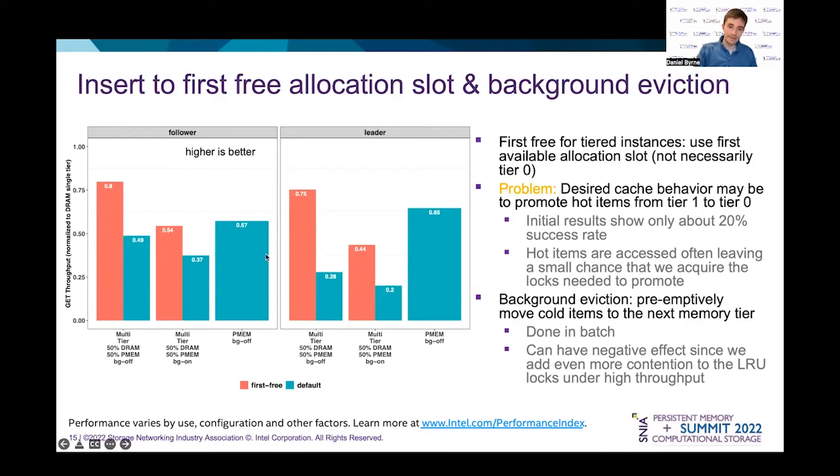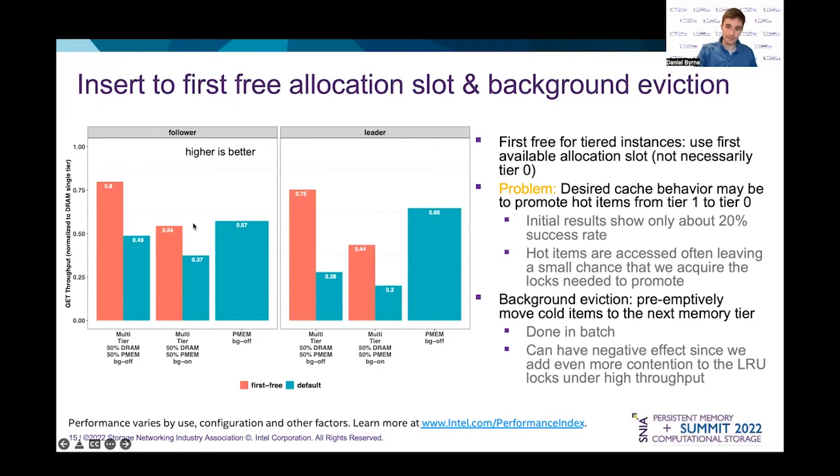But if you look at our first free tier, the red bar here, we get almost 80% of the performance of a DRAM single tier instance in terms of throughput. Now, in the leader workload, it's about 75% of the DRAM single tier performance. So compared back with the PMEM, we're doing pretty good.